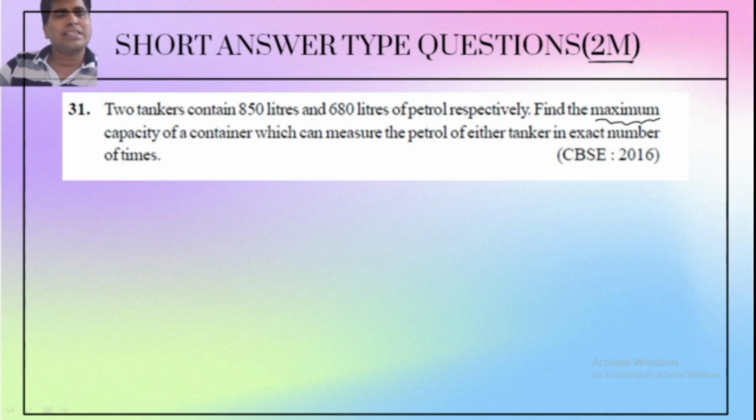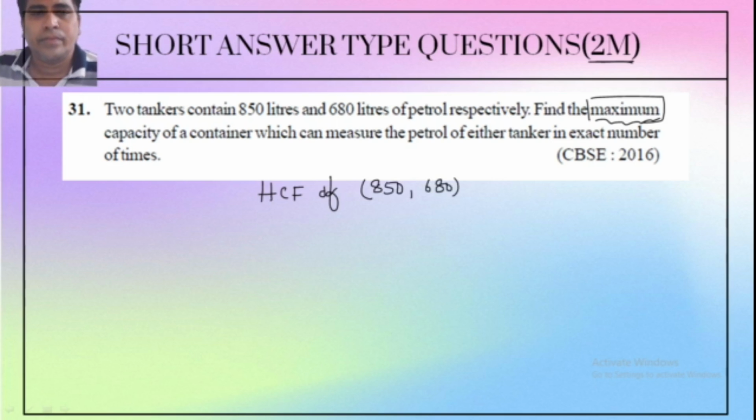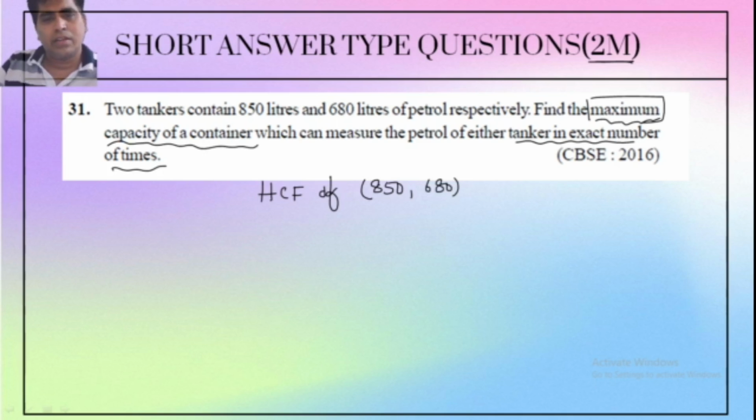Maximum. When we have this word maximum, indirectly he is asking for the HCF of 850 and 680. So find the HCF of these two numbers. That will give the container with which we can measure the tankers an exact number of times and fill them. So find the maximum capacity of the container.